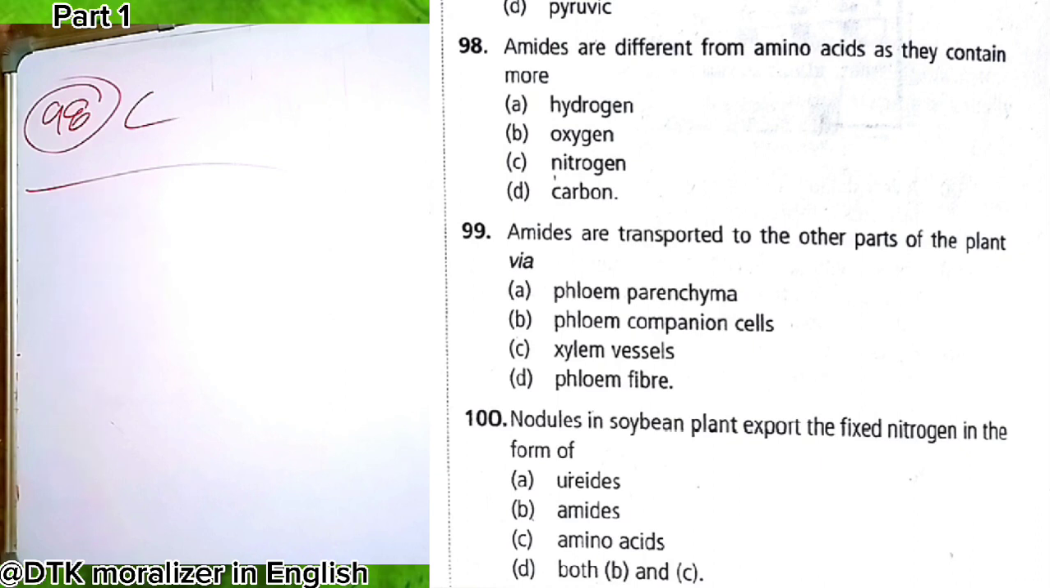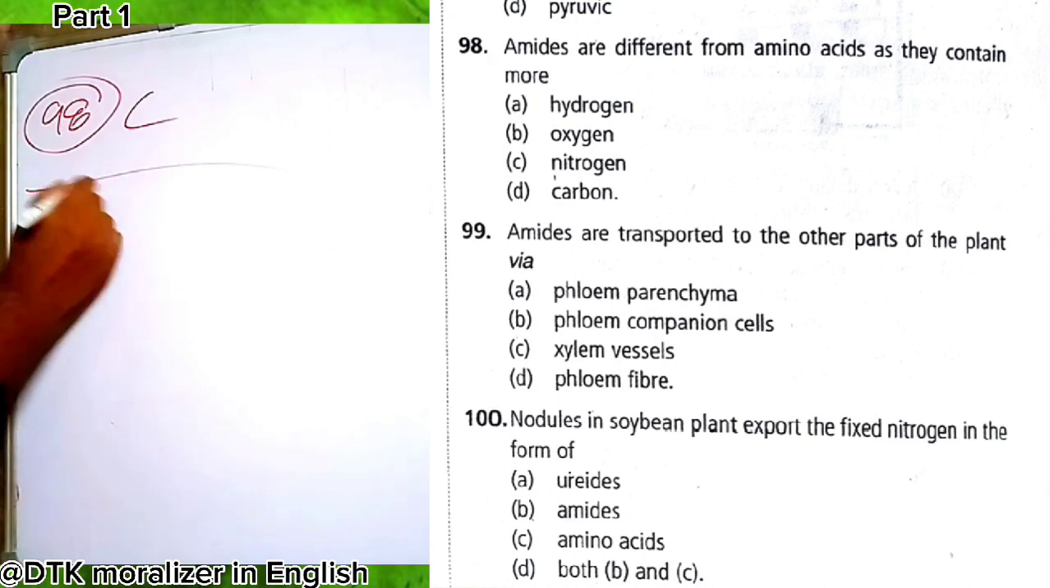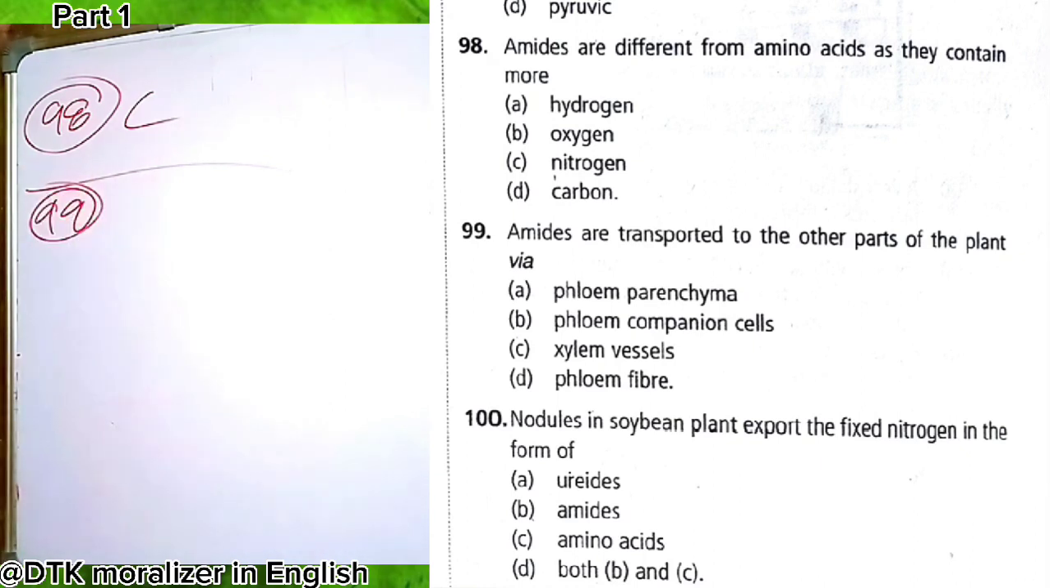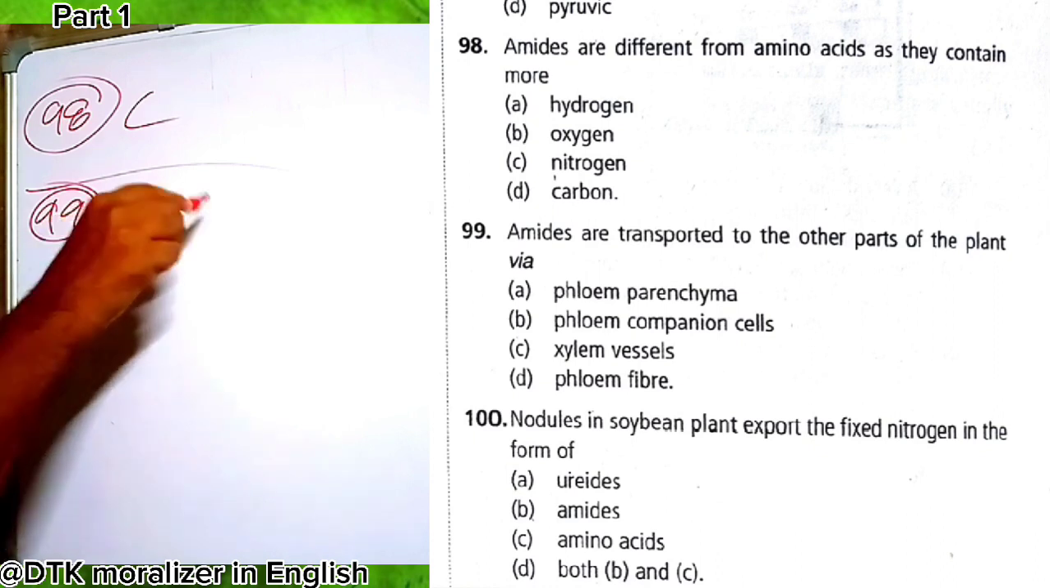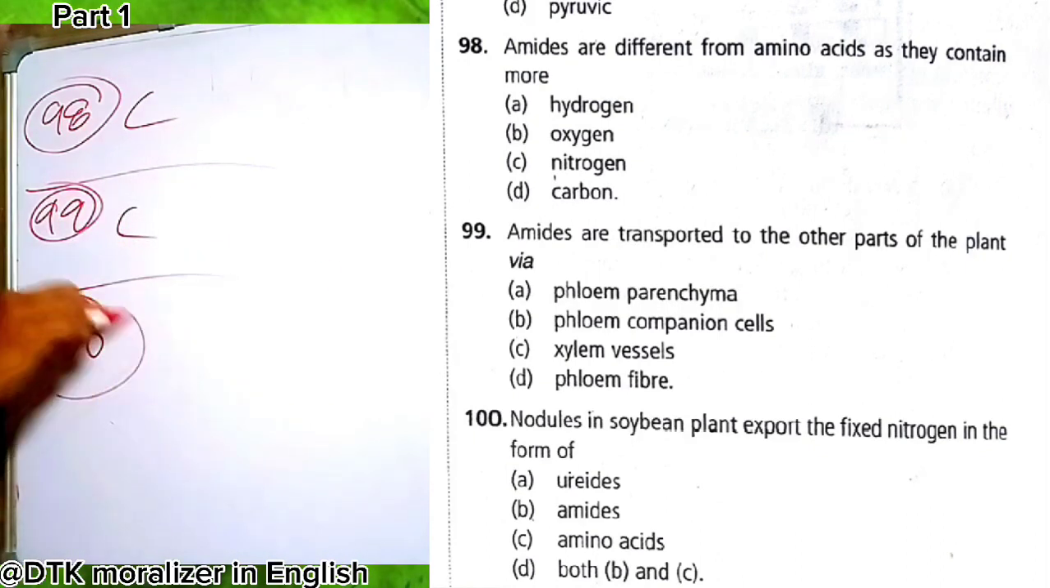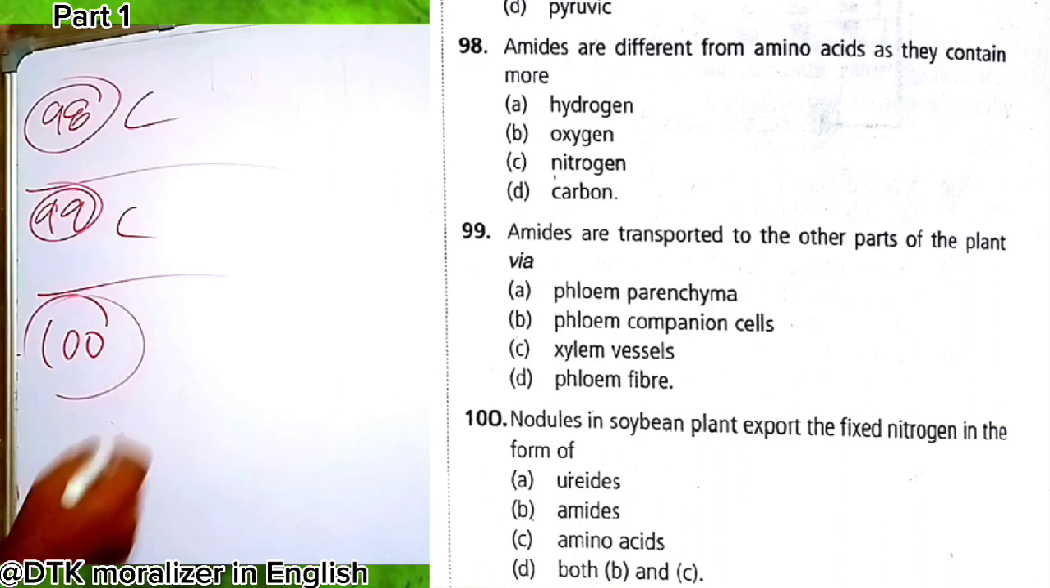99 question. Amides are transported to the other parts of the plants by phloem parenchyma, phloem companion cells, xylem vessels, phloem fiber. Xylem vessels. Now question number 100. Nodules in soybean plants export the fixed nitrogen in the form of ureides, amides, amino acids, both B and C. Ureides. In soybean, fixed nitrogen is exported as ureides. Option A.